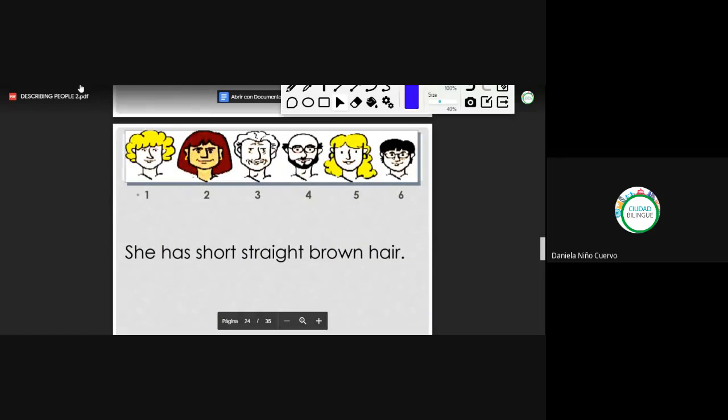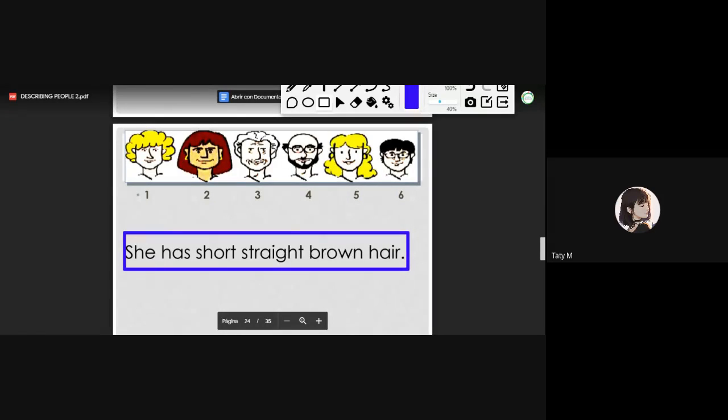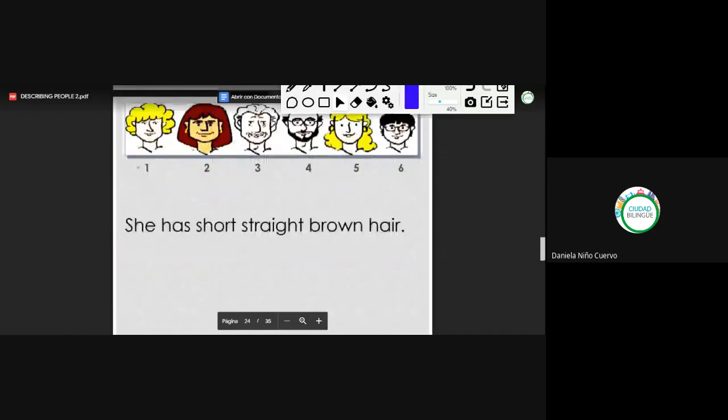Over here, this is a question for Tati, please. Can you read the question, please? He has short, straight, brown hair. Yes. Number two. Number two, yes, very good. She has short, straight, brown hair. Yes, brown hair, so that is the clue. Character number two. Very good, Tati, thank you.